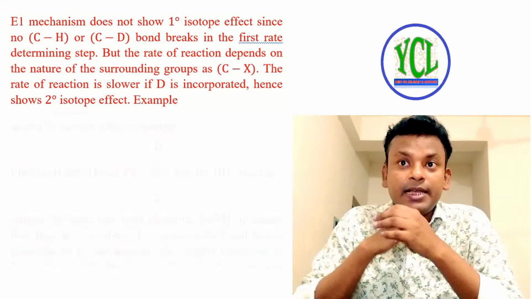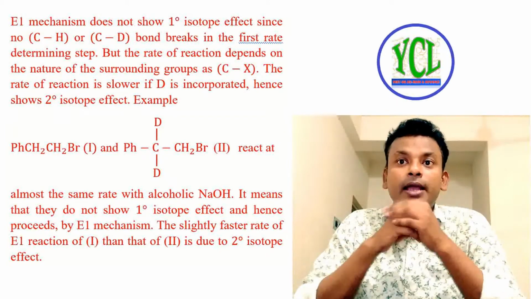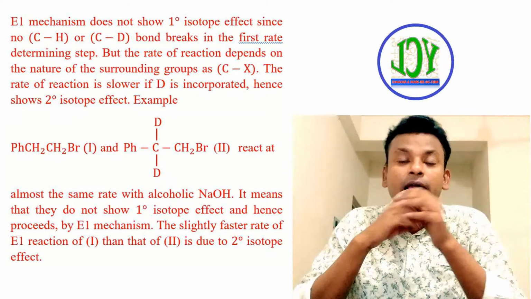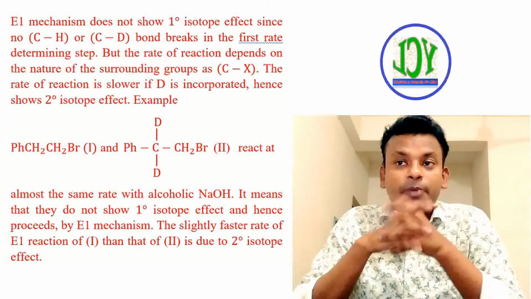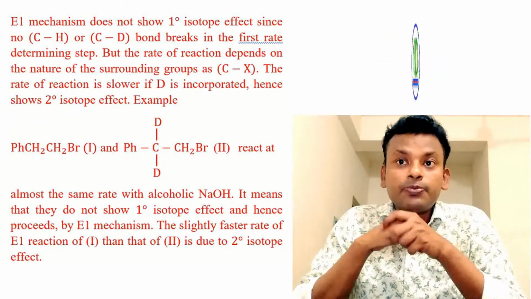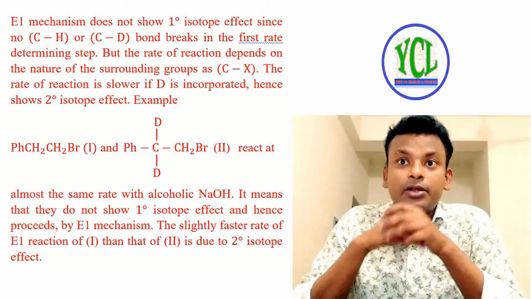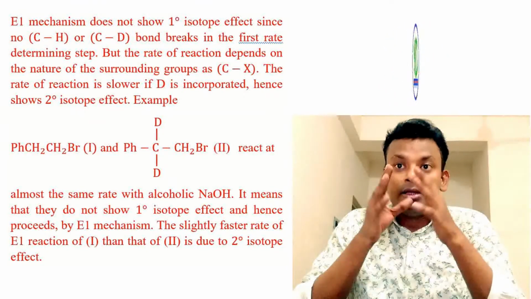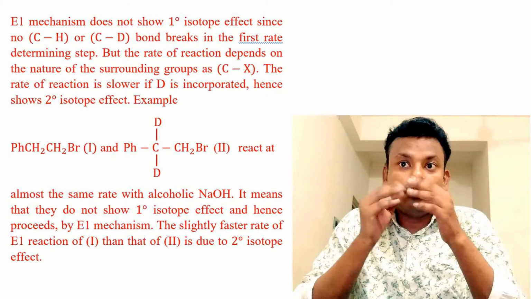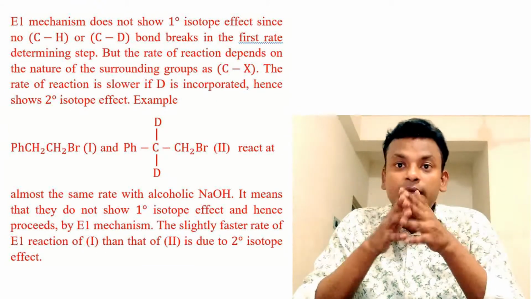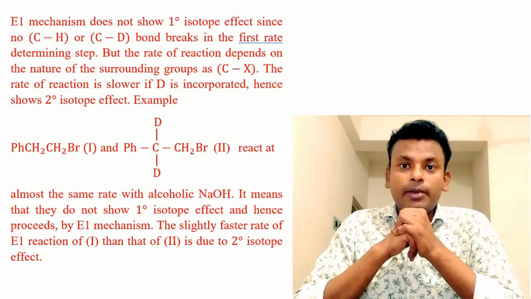Example, PhCH2CH2Br and PhCD2CH2Br react at almost the same rate with alcoholic NaOH. It means they do not show a primary isotopic effect, and hence it is not possessed by the E1 mechanism. The slightly faster rate of E1 reaction of 1, that is PhCH2CH2Br, than that of 2, PhCD2CH2Br, is due to the secondary isotopic effect.